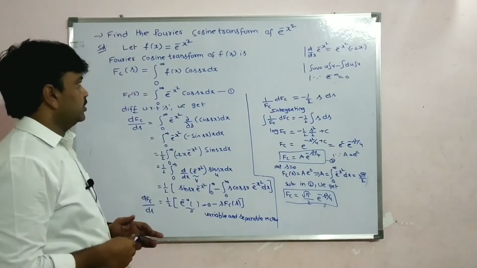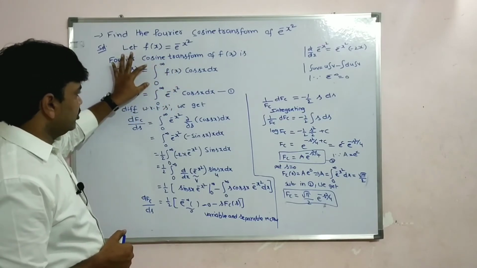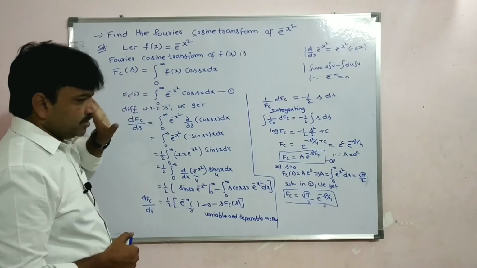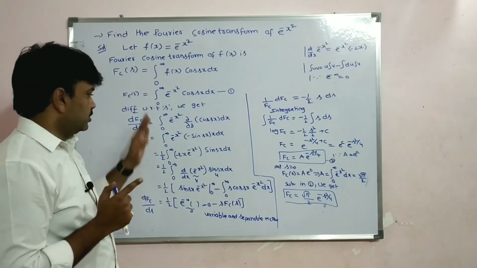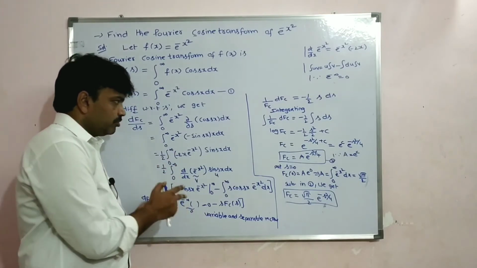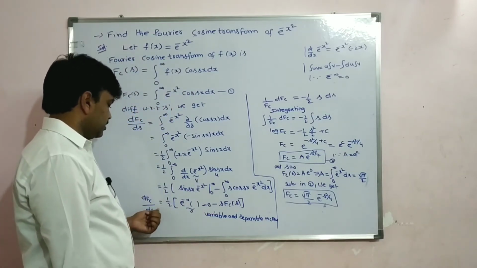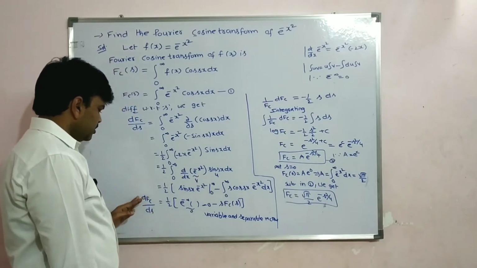Once again, students, the given function, write in the Fourier cosine transform formula. I am substituting here like this. I observe e power minus x square. Immediately I differentiate with respect to s. Now substituting the lower limit and upper limit and doing some simplifications, we get dfc by ds equal to minus 1 by 2 s fc of s. So this is a differential equation, students.